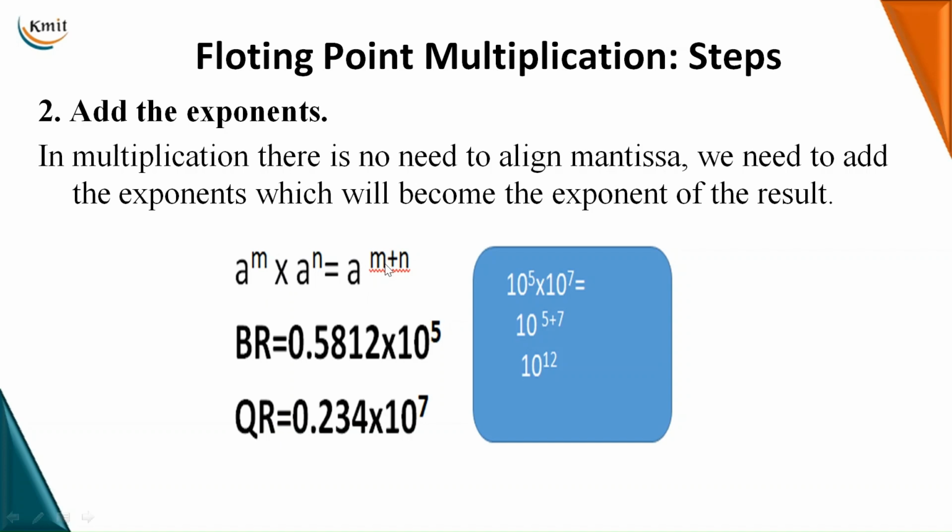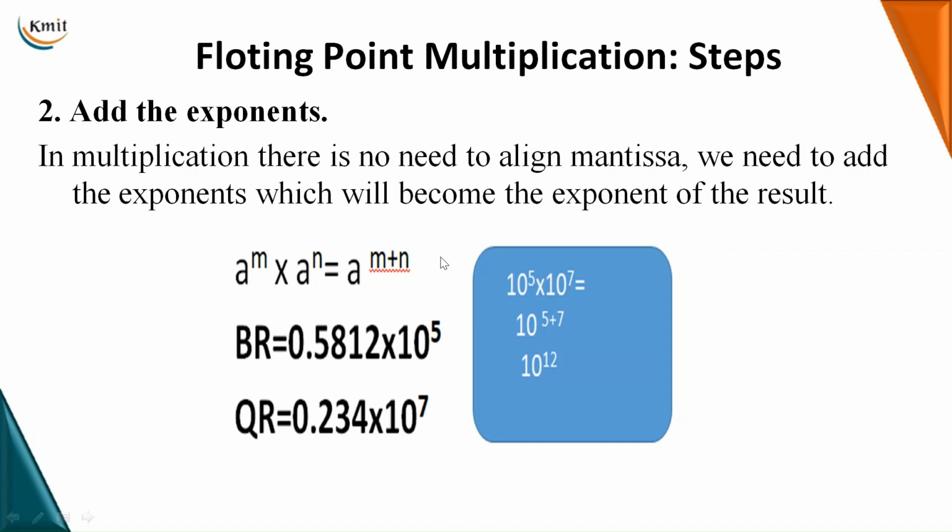In multiplication, I have to add the exponents and this becomes the resultant exponent. So a to the power of m into a to the power of n can be done as a to the power of m plus n. I am going to add the exponent part of the data. So 10 to the power of 5 into 10 to the power of 7, I can write as 10 to the power of 5 plus 7, which is equal to 10 to the power of 12. This will become the exponent of my resultant product. I'm not going to do anything with respect to the mantissa in this step. I'm just going to add the exponent part of my data, and you need not do any alignment of your mantissas so that the exponents are equal, the way you have done with addition and subtraction.